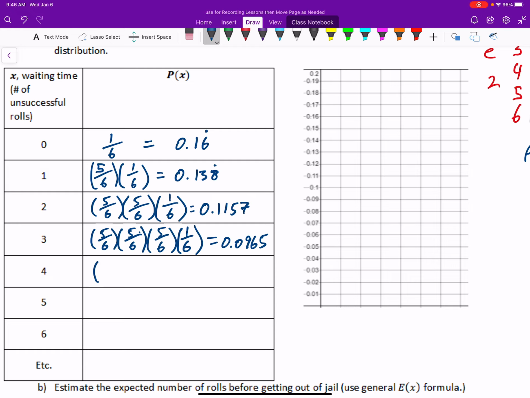In fact, I'll use that pattern for the next one. If I want to have 4 unsuccessful rolls, then I could just write that as 5/6 to the exponent 4 rather than writing out 5/6 times 5/6 times 5/6 times 5/6. Then we still have to have that 1/6 probability of having a successful roll. 0.0804. 5/6 to the 5, right? The pattern has been established.